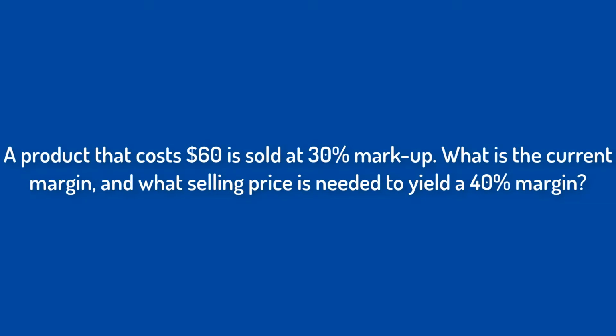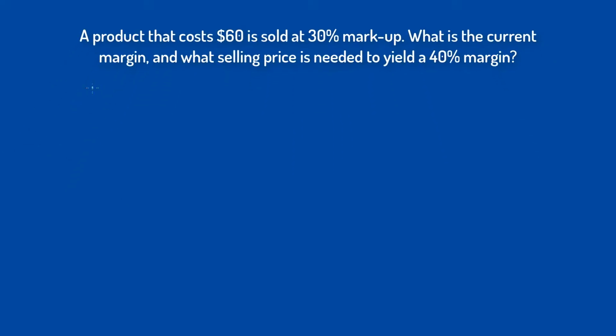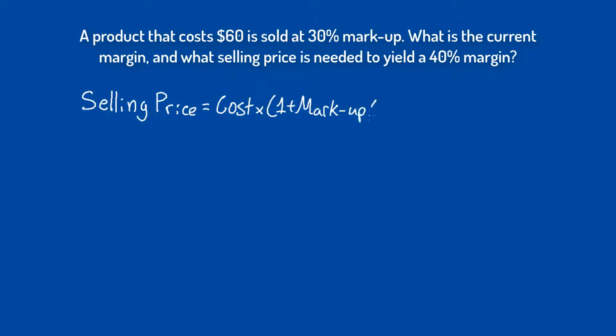Now, let's take a look at an example that involves the margin. Suppose a store sells a product that costs $60 at a 30% markup. What is the current margin the store is generating, and what selling price must they charge in order to yield a 40% margin? By multiplying the cost of the product by 1 plus the markup, we can determine that the selling price of the product is $78.